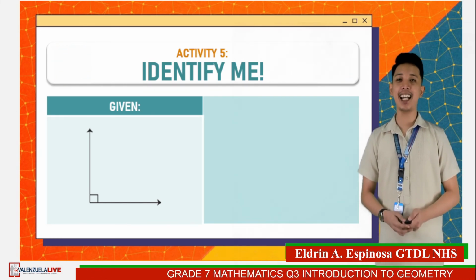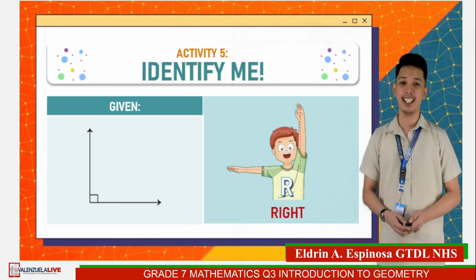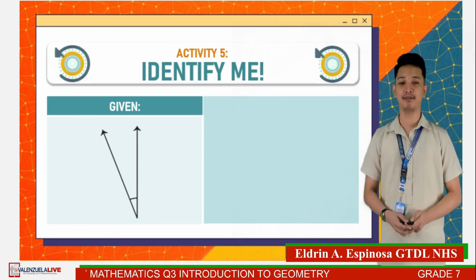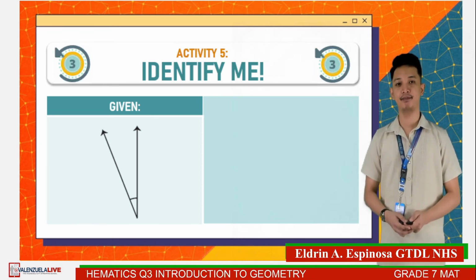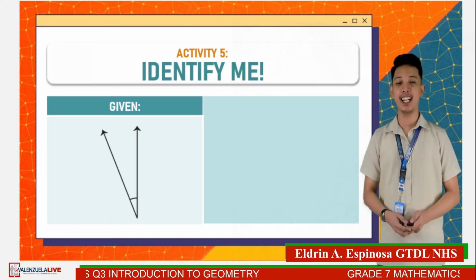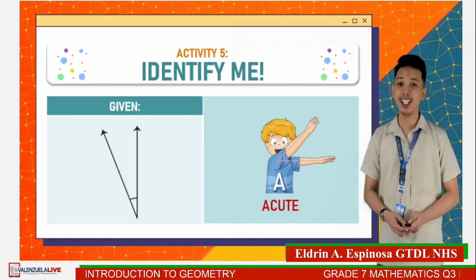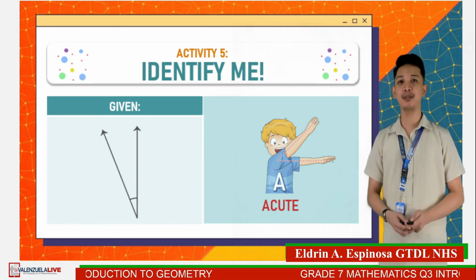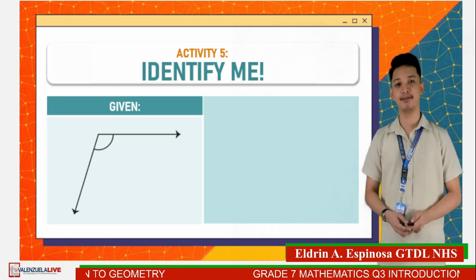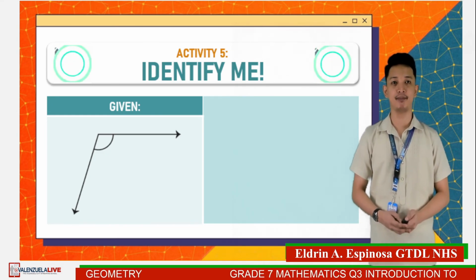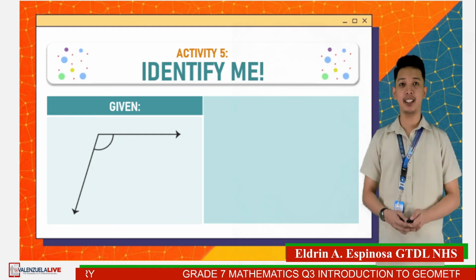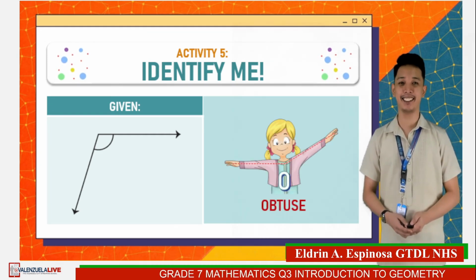Very good. The correct answer is right angle. Next. 5 seconds, go! Great! The correct answer is acute. Then the last angle. 5 seconds, go! The correct answer is obtuse.